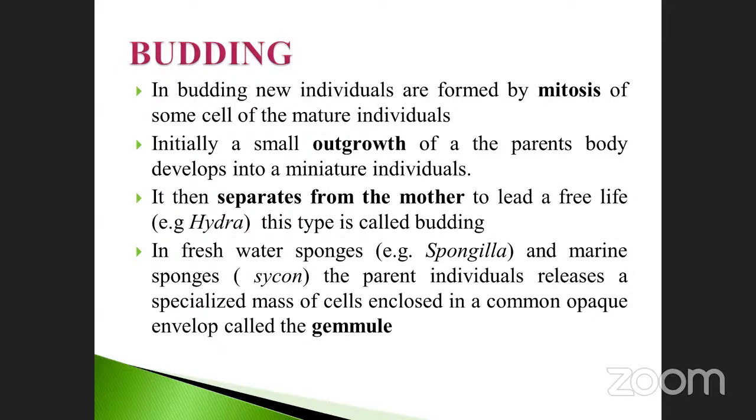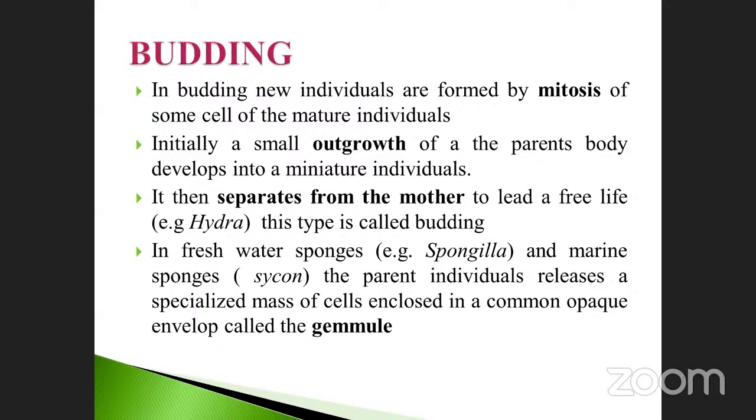The parent cell is a big one. It also contains all the cell organelles. For example, a nucleus inside controls all the activities, and cytoplasm, mitochondria, and other components are also present in it. Similar to the parent, it produces a small outgrowth. That is called a miniature individual. Then it separates from the mother to lead a free life, detached from the mother cell.